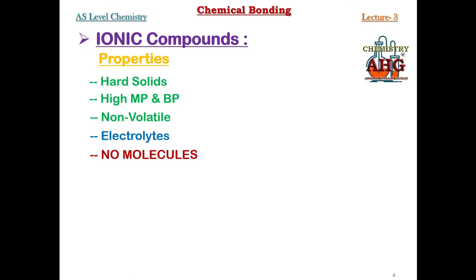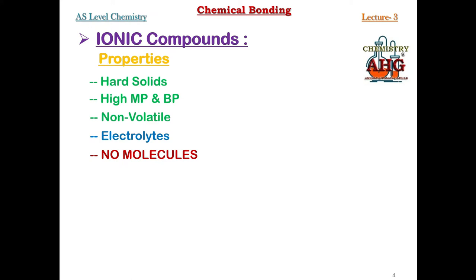So remember, whenever you see the word molecule somewhere, molecule is a feature of covalent compounds, covalent bonding. Ionic compounds have no molecules. So these are the 5 properties that you can remember for ionic compounds: hard solid, high melting and boiling point, non-volatile, electrolytes, no molecules.